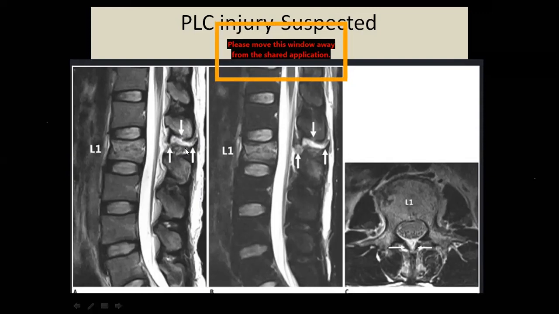What is STIR image? It's a fat suppressed image. So in these images, you will see an edema here. So you are not seeing any facet joint dislocation, any translation, but we are only seeing edema in the posterior aspect. Then you are suspecting a posterior ligament complex injury. You can give 2 points, suspicion, just 2 points.